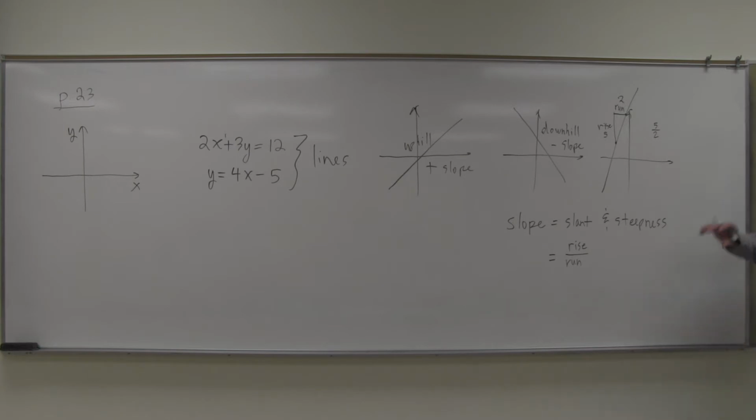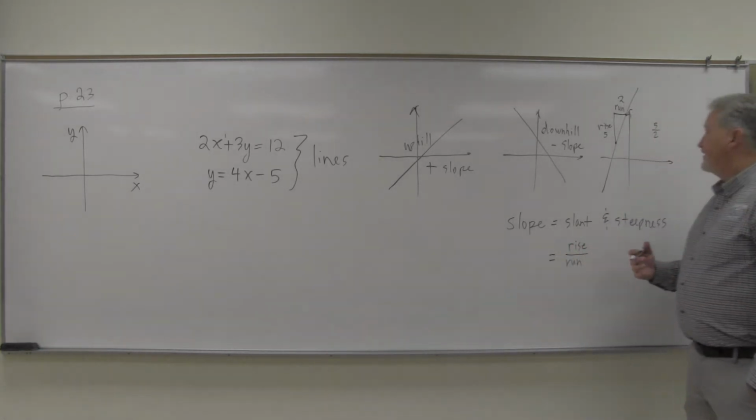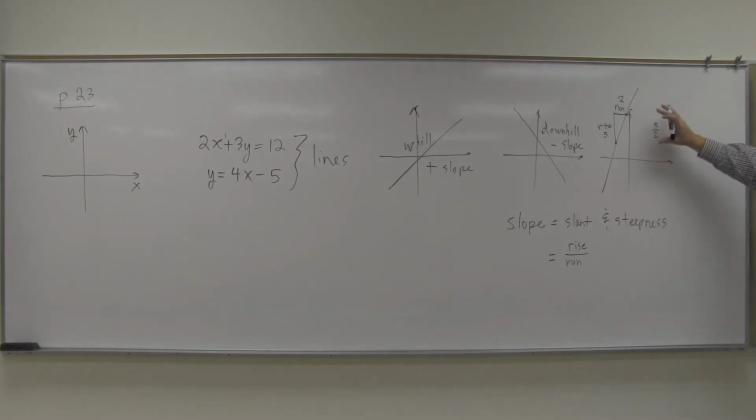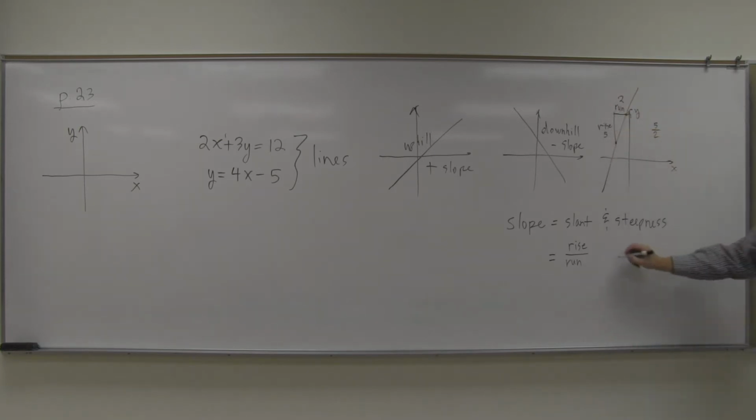Now, another way we know slope: this is the y-axis, right, and this is the x-axis. So the rise is what happens in the y direction. And so sometimes we say the rise is the change in the y, whereas the run, which would be this amount, is the change in the x.